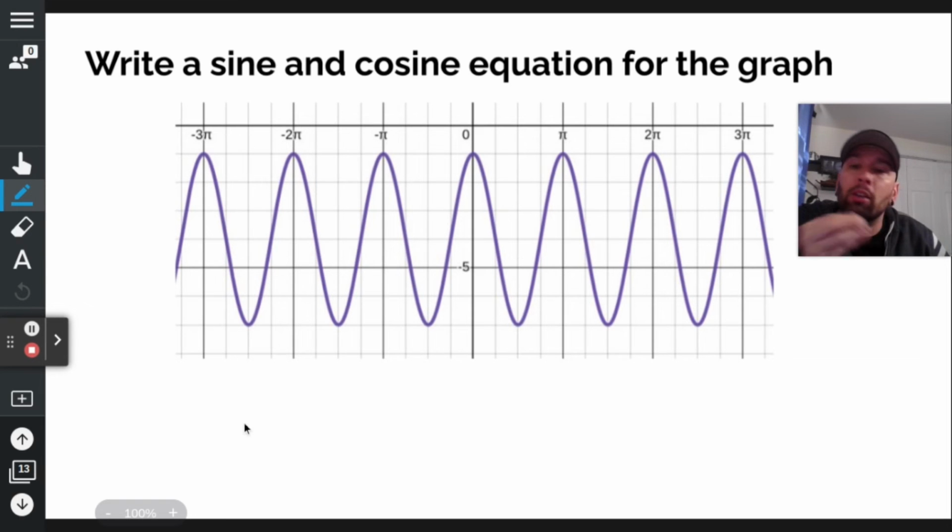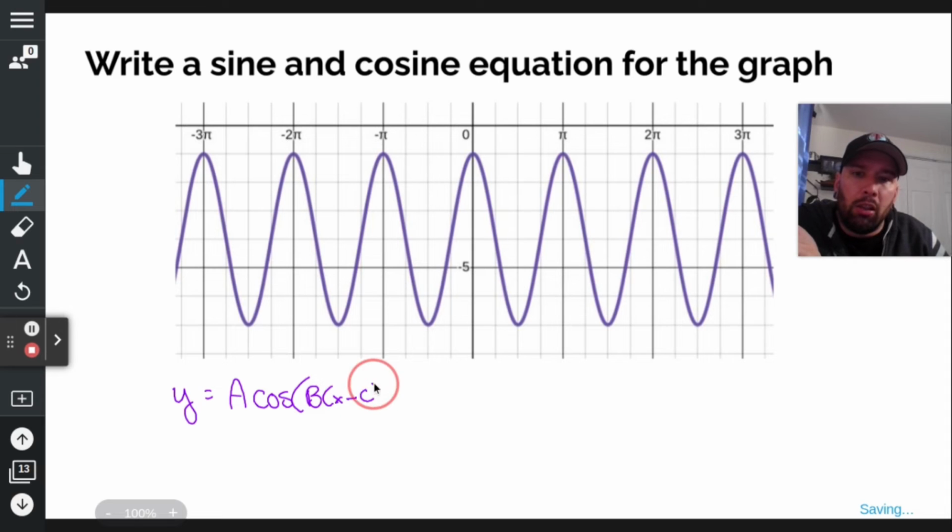So I'm going to use y equals the typical sinusoidal function, a cosine of (b x minus c), plus d. A is the amplitude. How do I find the amplitude? Well, the very top happens at -1.